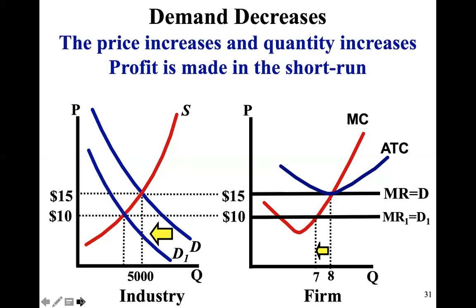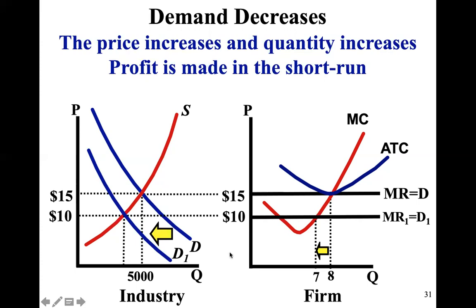First thing that happens is a decrease in the demand because consumers want less. What does that do in the industry? It decreases the price and decreases the quantity. Our Mr. DARP is now lowered to Mr. DARP 1 here. And so our new MR equals MC quantity is here at 7.